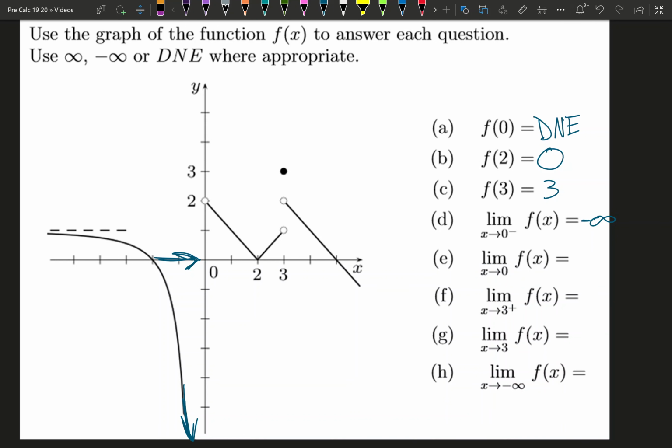Now, this two-sided limit as x approaches 0, we would need the one-sided limits to be equal. But as we look at x approaching 0 from the right, that would be equal to 2, because if we follow along this function as x approaches 0 from the right, we would be going to 2. It does not matter that the function does not exist at x equals 0. Does not matter that there's a hole there. That one-sided limit would still be 2.